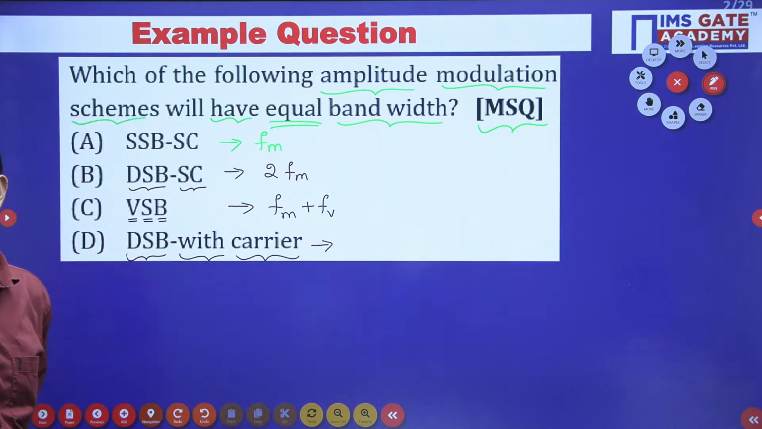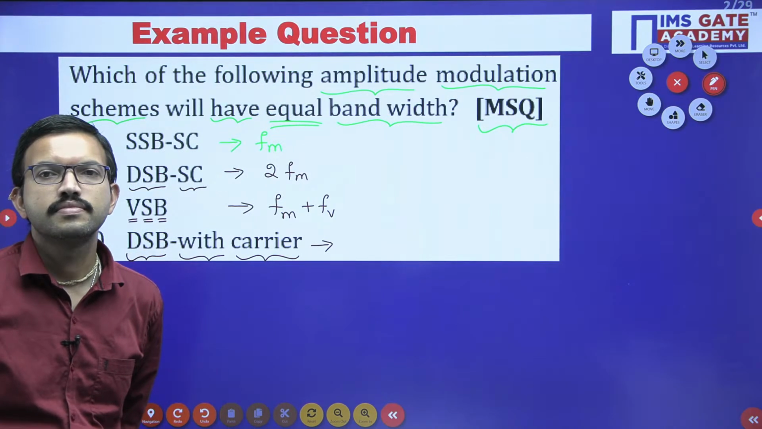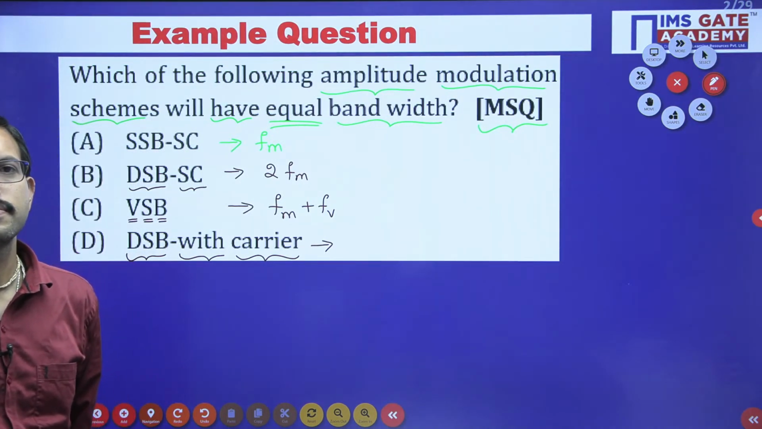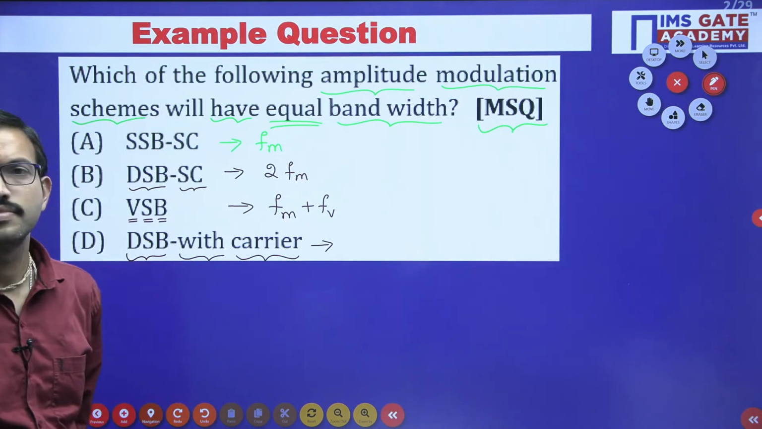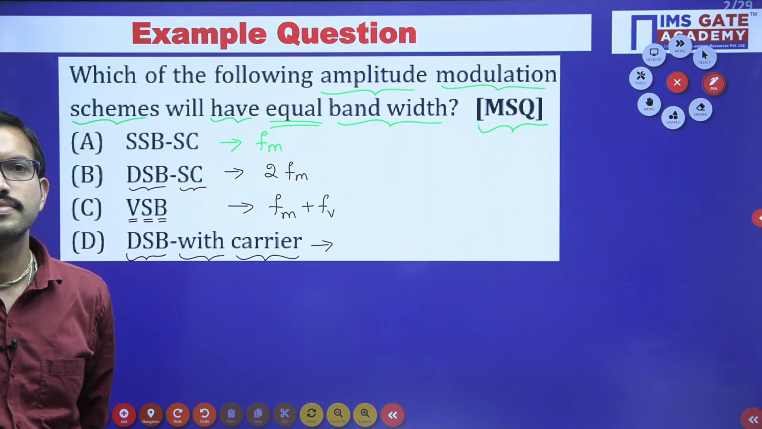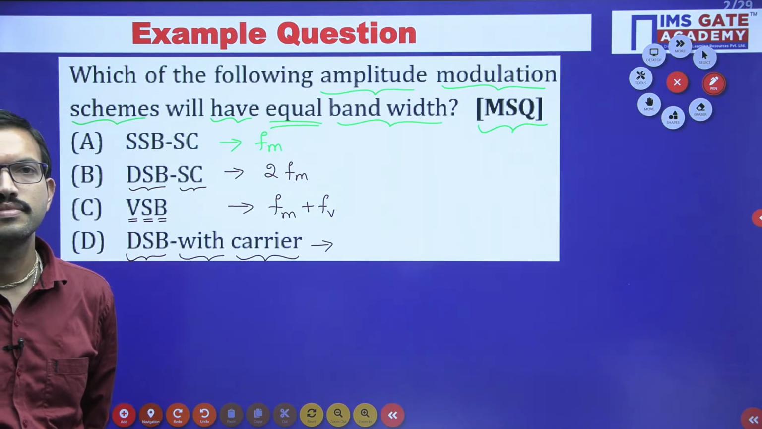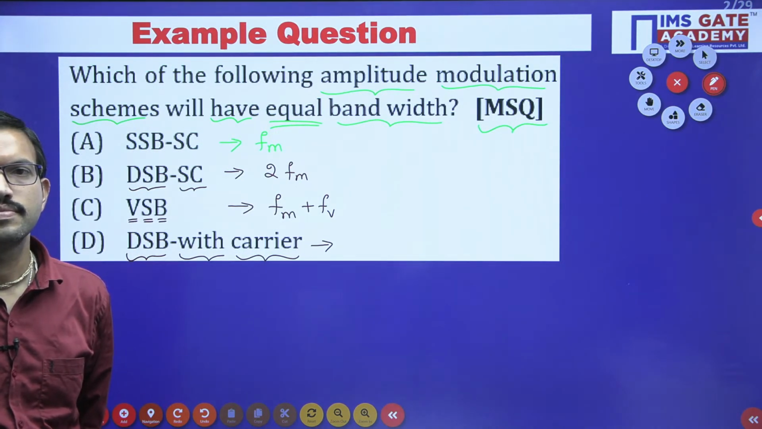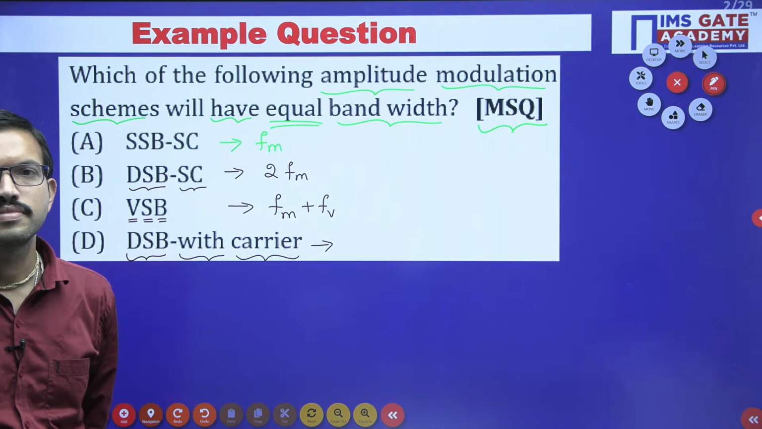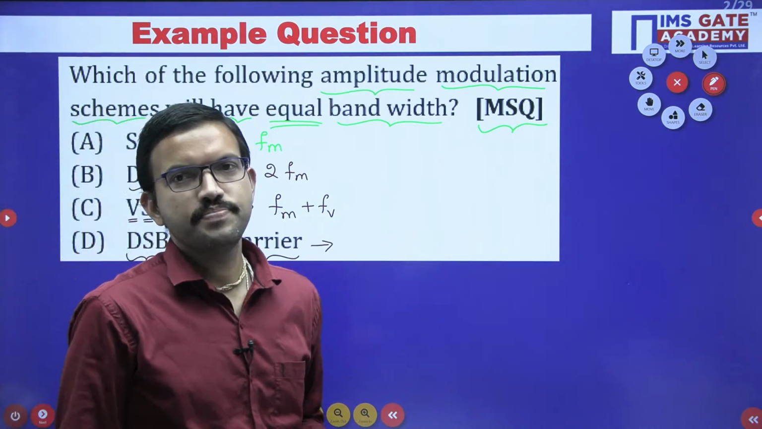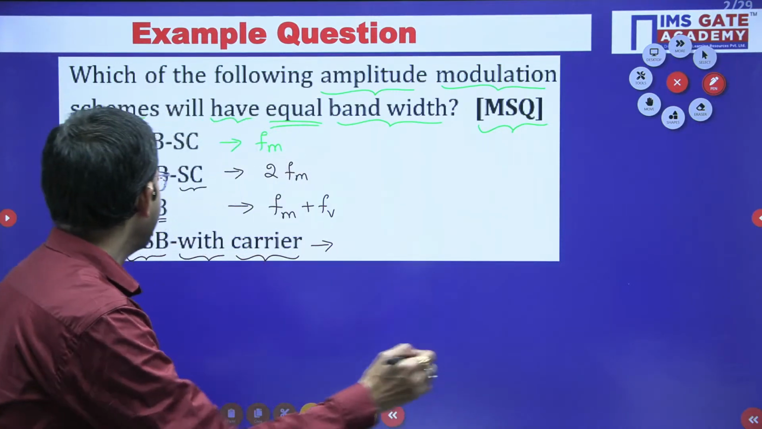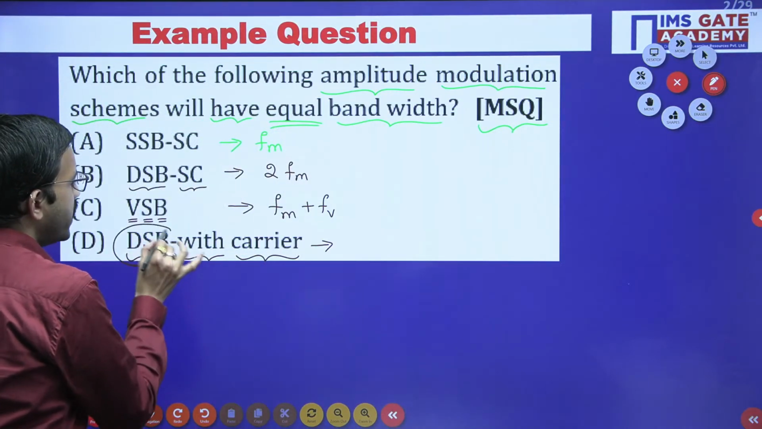DSB with carrier. Naveen, any guess? Yeah, you will get only the second term. The first term won't come. So here we have double sideband with carrier.